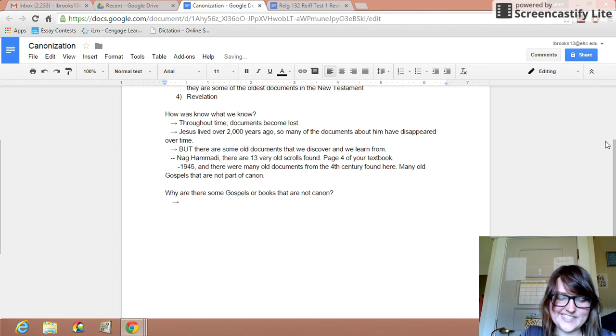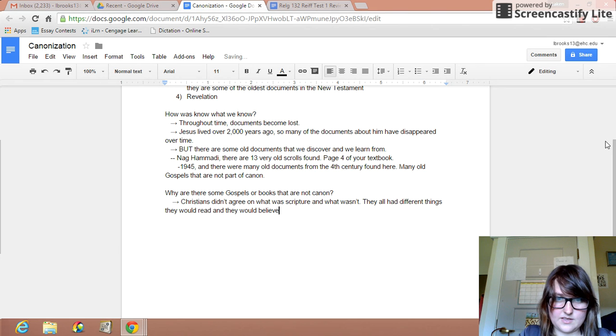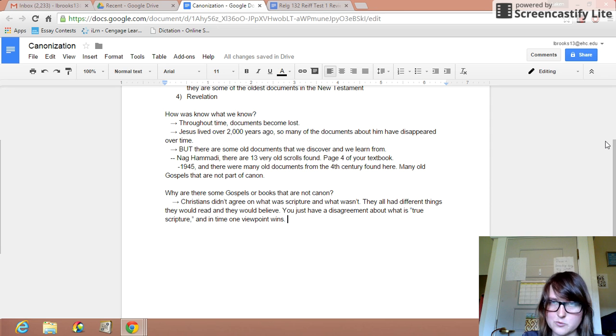Well, this comes along with the idea that early Christians didn't agree on what was scripture and what wasn't. They all had different things they would read and believe. Some may have read the Gospel of Luke and thought it was scripture. Some may have read all of the Gospels and thought they were scripture. Some may have read some of these Gospels at Nag Hammadi and thought they were the real scripture. So pretty much you just have a disagreement about what is true scripture, and in time, one viewpoint wins out. And this viewpoint that wins out is the viewpoint of the 4 Gospels that we have now.